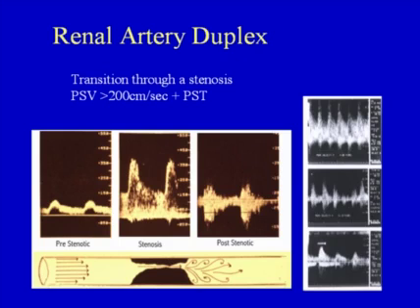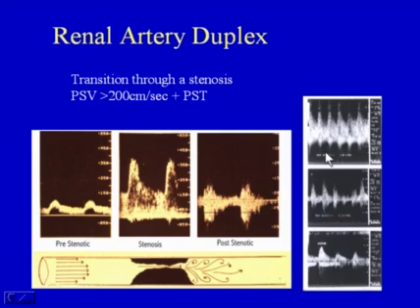Now, talking about poststenotic turbulence, it's important to identify this transition through a stenosis. So this is going to represent what we see proximal to the lesion. This is the maximum peak systolic velocity from within the lesion. And here you can see as blood flow is trying to restore itself back to laminar, we have random and chaotic flow, which can be seen here in this waveform, and that's known as post-stenotic turbulence.